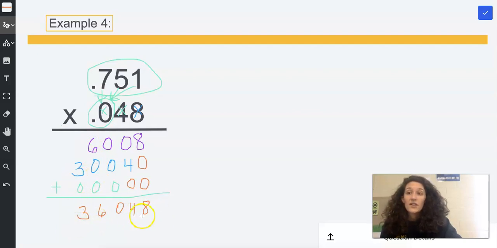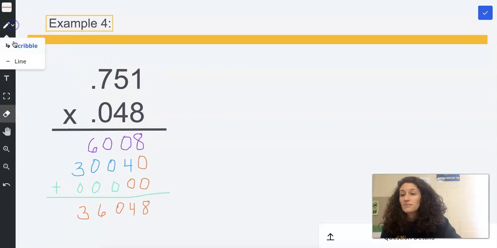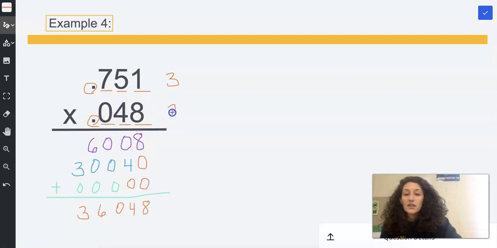Now this is not the final answer. We still have to go back and count the number of decimal places in these two numbers. So first I count 1, 2, 3 digits after the decimal place. So there are 3 decimal places in this number. Then I count 1, 2, 3 digits after this decimal place. So there are 3 digits, or 3 decimal places, in this number.